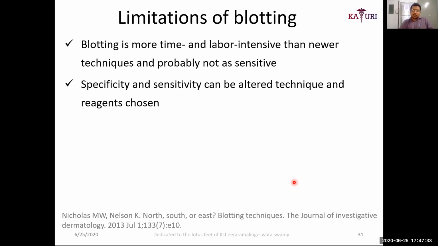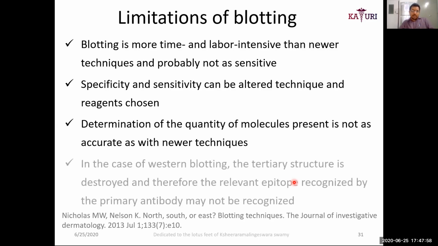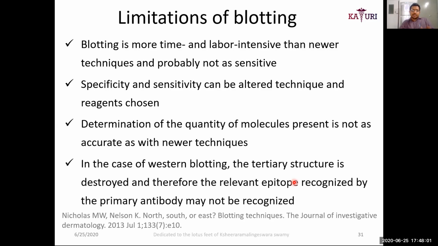Specificity can be altered by technique and reagents because it's subjective, because the extraction technique or the electrophoresis technique, whatever you are doing, it may differ subjectively based on the person doing it. And determination of the quantity of molecules, as I told you, it's not quantification, it's only qualitative. Was it present or not, only we can tell, we cannot tell how much is present. And in case of Western blotting, we are losing the tertiary structure of protein, which can miss some changes in the epitopes. So these are the limitations of Western blotting technique, and that's the end of the session.